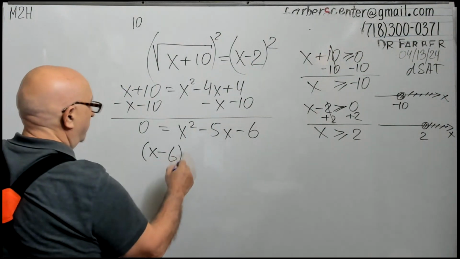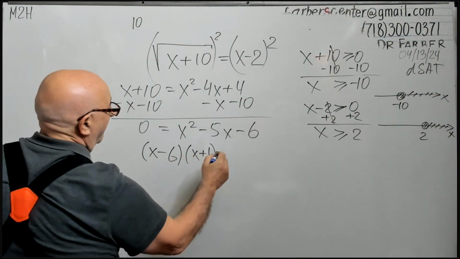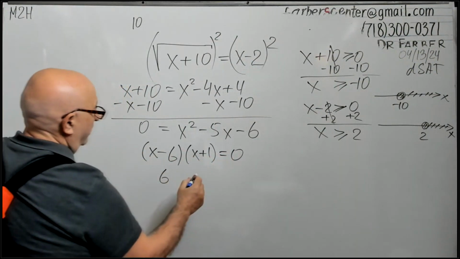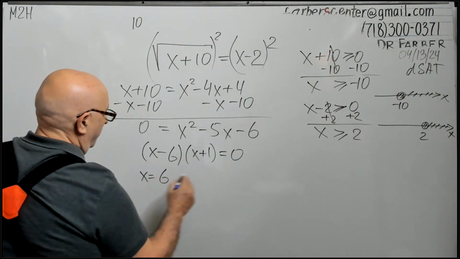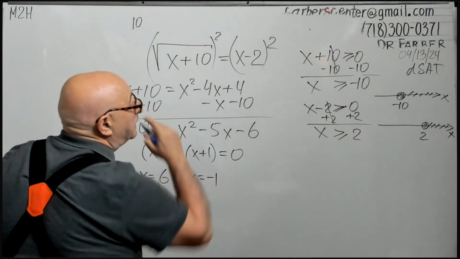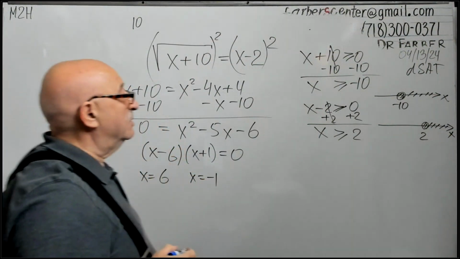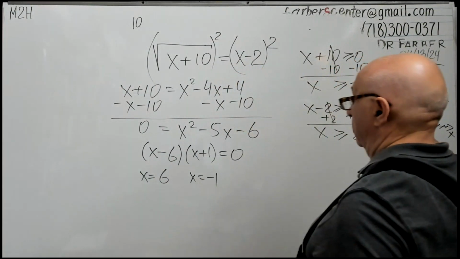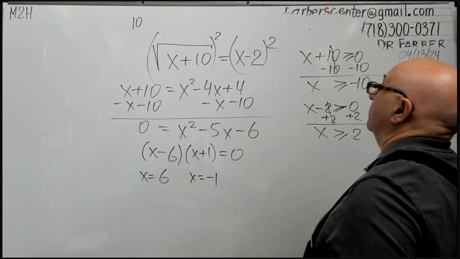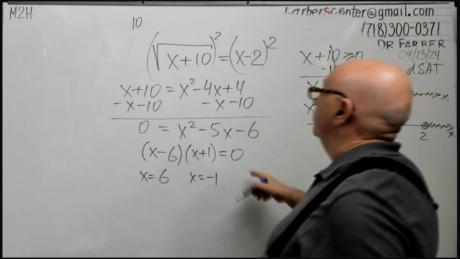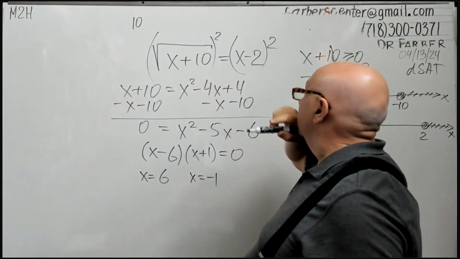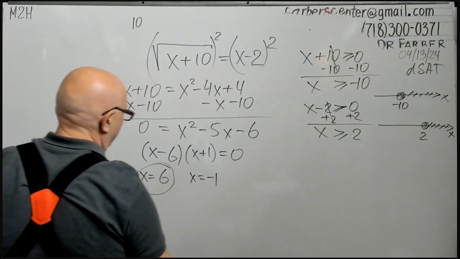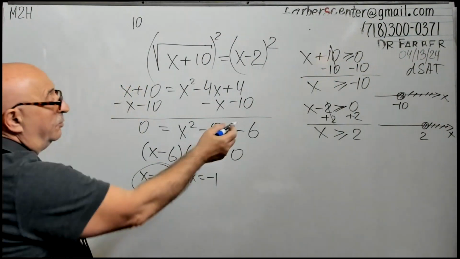x minus 6 and x plus 1 equals 0. x equals 6 or x equals negative 1. From our restrictions, you cannot use negative 1, because negative 1 is a root which belongs to that equation, not this equation. So the answer is only 6.